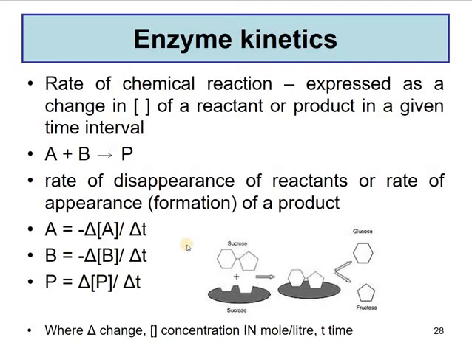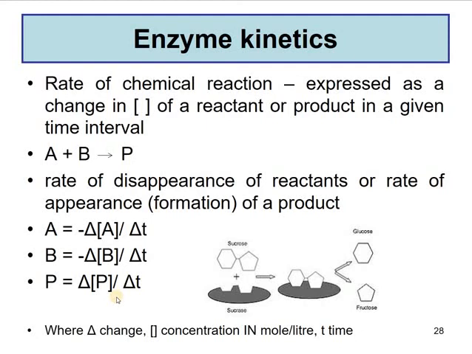So if we want to talk about the rate of a chemical reaction, that's A plus B. So the rate for A is equal to minus delta A, the change in A, over delta T. For B it is minus delta B divided by change in T. And for P it is equal to delta P divided by change in time. So what happens is that we're talking about the concentration.